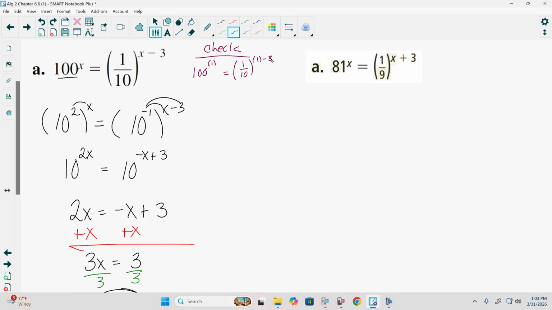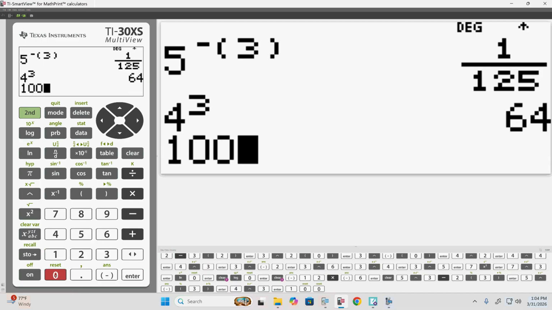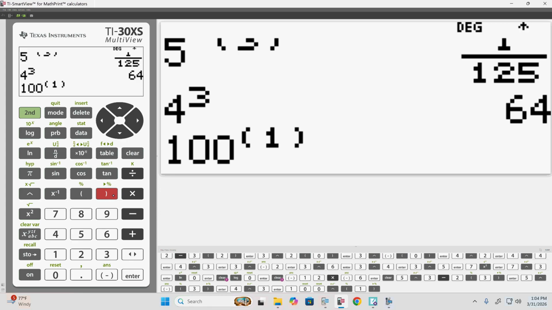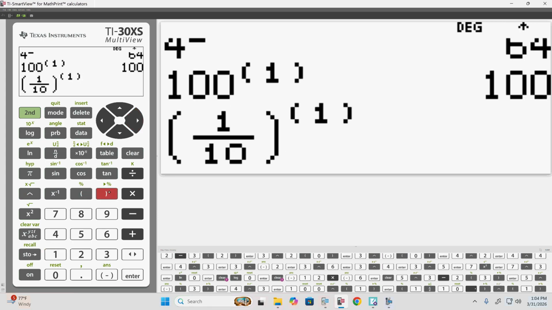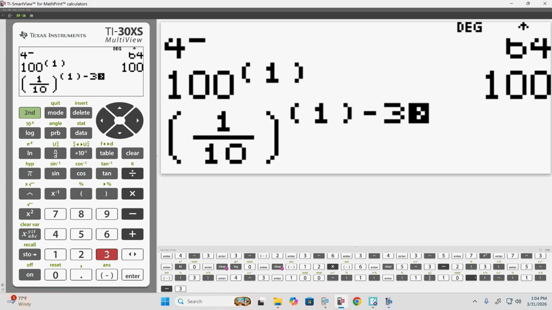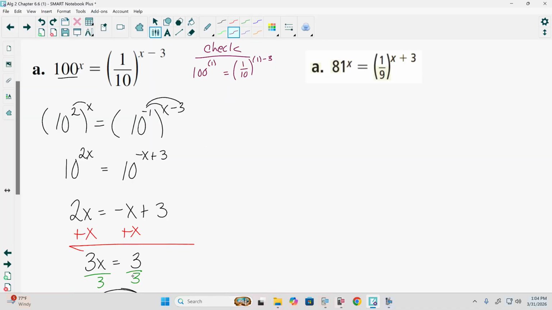And yes, it's going to be good, especially when you replace a variable with a number, to put parentheses around it just in case. Well, 100 to the first power, lo and behold, is 100. 1/10 to the 1 minus 3 is also 100. Same value, so it's fine.